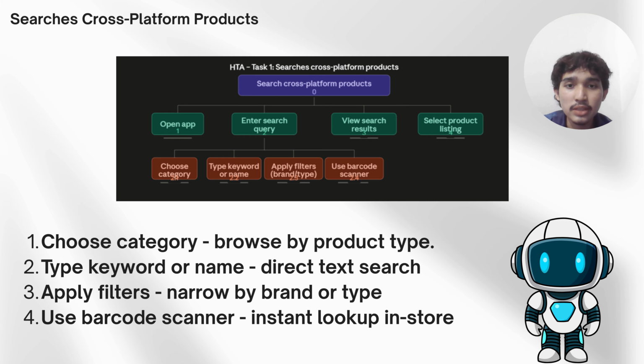The entire search query step is further decomposed because it isn't a single action. The user can choose a category, type a keyword, apply filters like brand or type, or use the barcode scanner. This shows the flexibility StudPick offers for narrowing down a search.